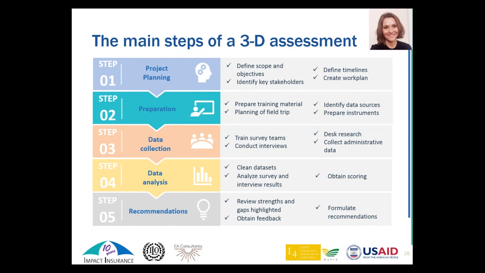Then step 3 and 4 are really the core of the analysis. It will be going in country, interviewing farmers, conducting the different interviews, collecting data, and then analyzing this data and, based on it, obtaining a scoring for each of the 14 indicators. And finally, of course, we are trying to do this for a purpose. So the last step would be to bring together all this information and try to identify opportunities for product improvements.